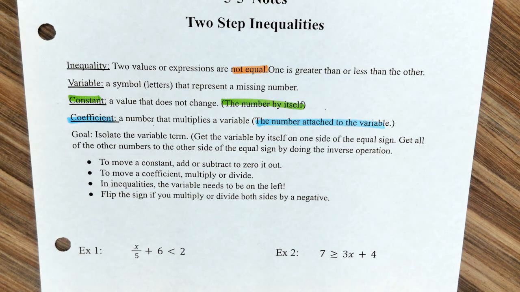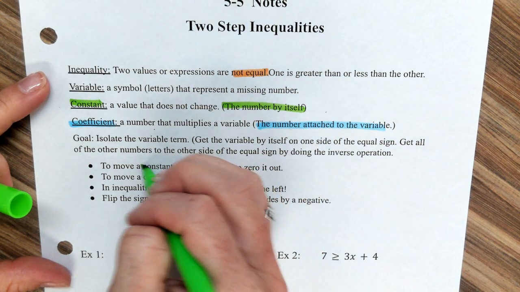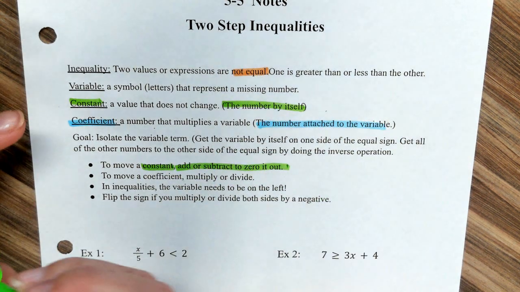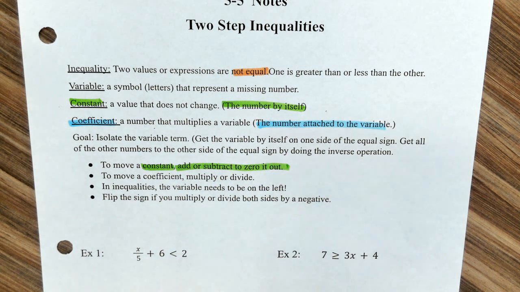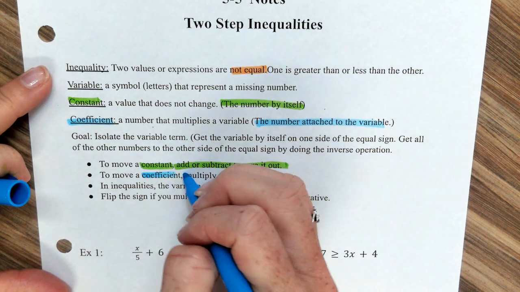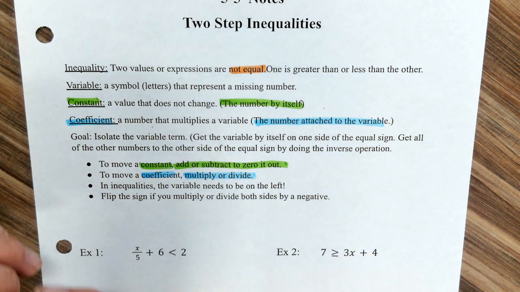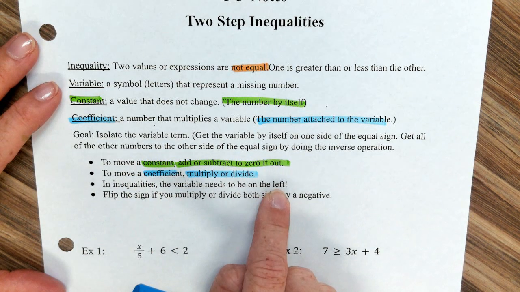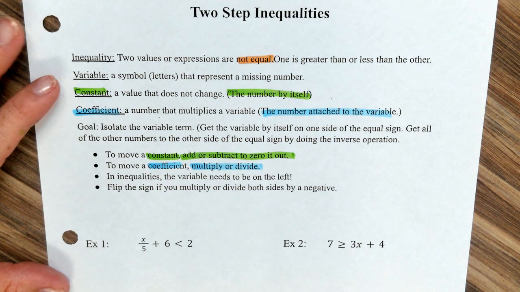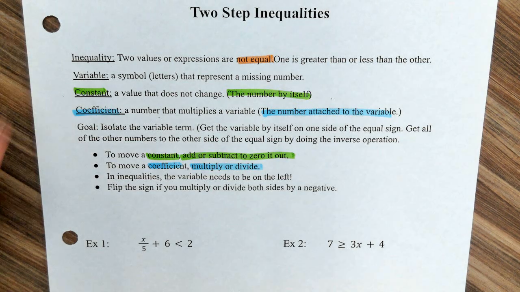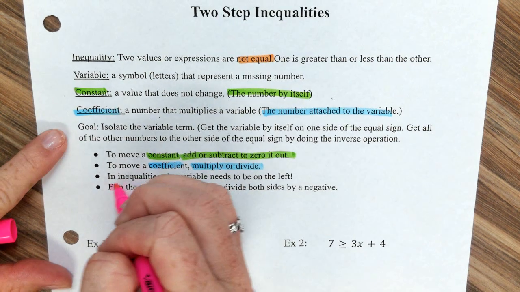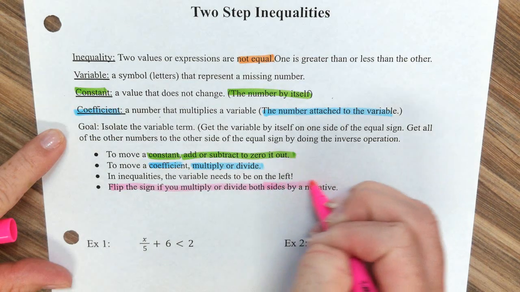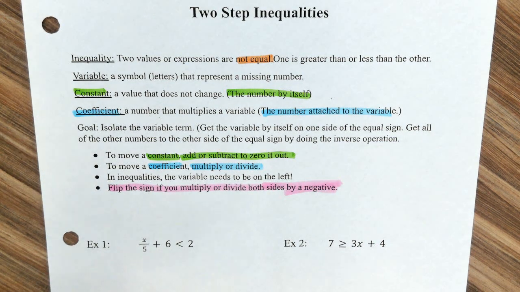To move a constant, add or subtract to zero it out. To move a coefficient, multiply or divide. And then I said in inequalities, the variable needs to be on the left. And then right here, star it, highlight it, do whatever you need to do to remember this step. Put a big star.